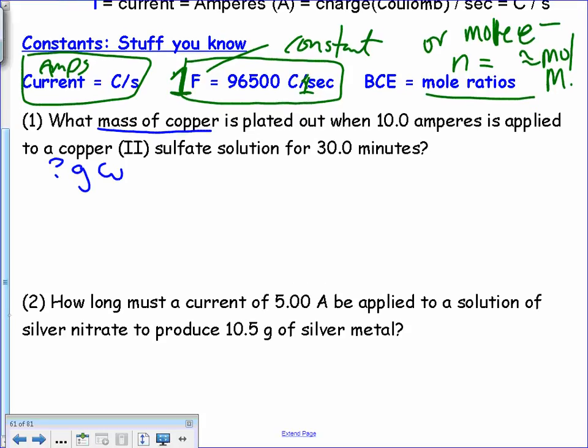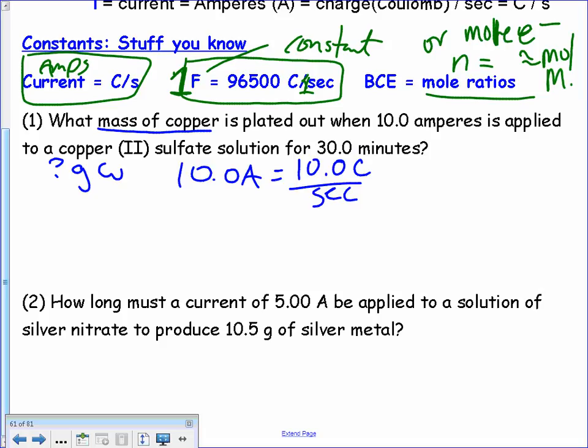Okay, so what's the mass of copper plated out so we can see we're talking about an electrolytic cell, when 10 amps is applied. What is 10 amps equivalent to? 10 coulombs per second. You can see that's a conversion factor because it's fractional.